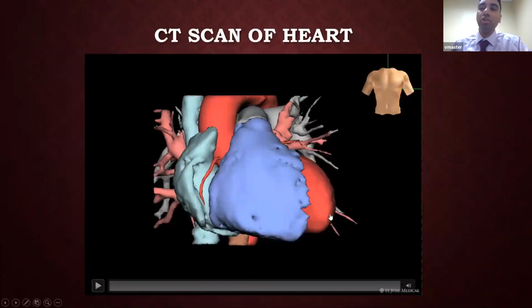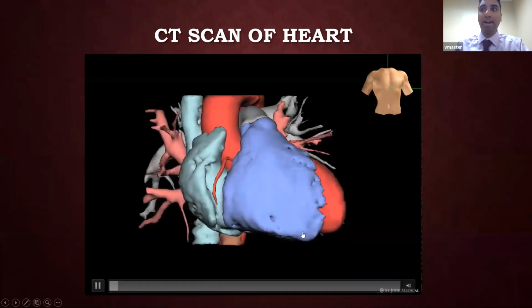And so usually when we do an ablation, we start off with some imaging of the heart. We usually start off with a CT scan that gives us a 3D structure, a 3D model of the patient's heart. So this is an actual 3D model of this patient's heart. And so we're starting off looking kind of directly at the patient. So they're facing us.